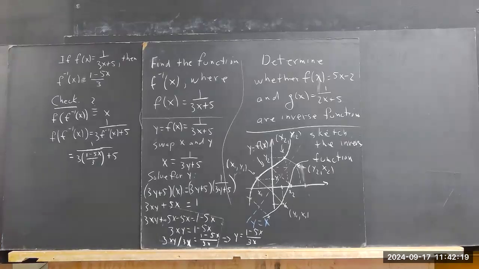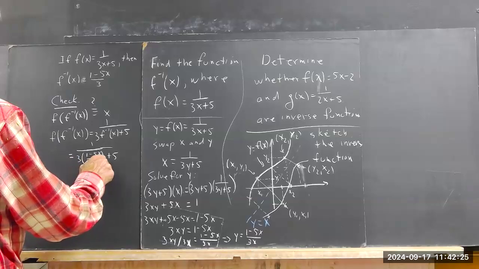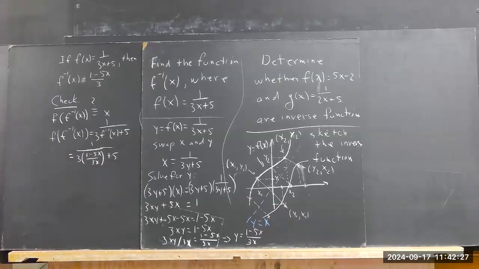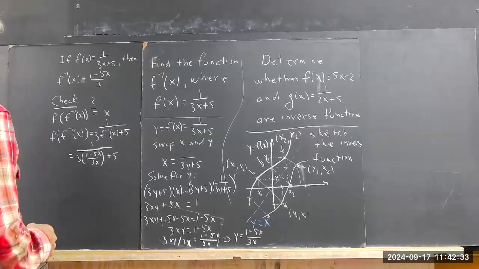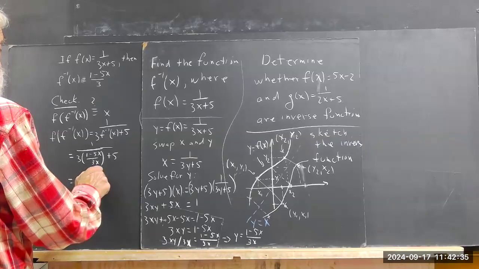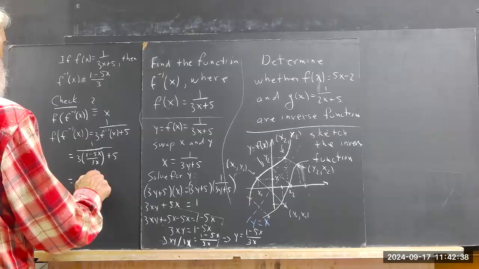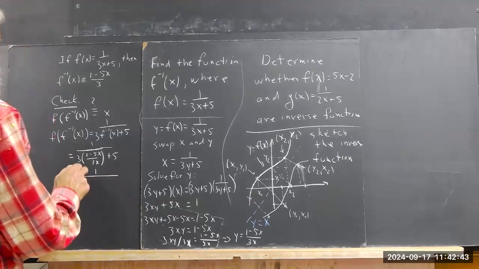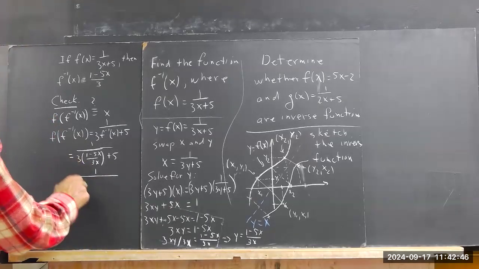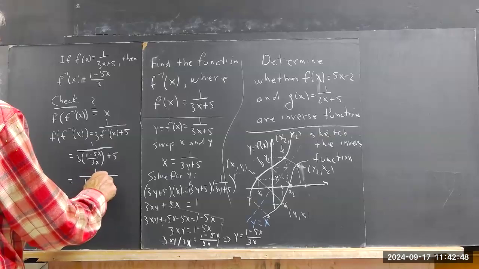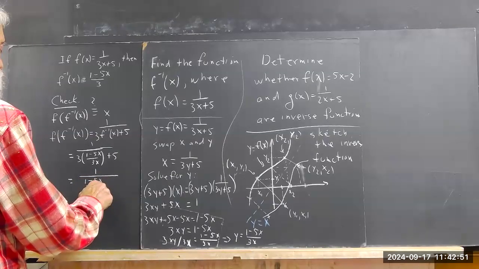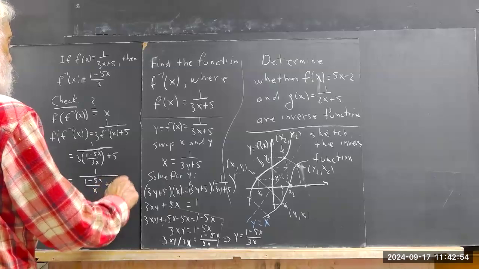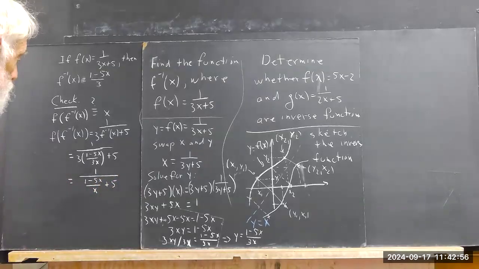And that doesn't look like it's going to work out. Oh, it's not 3, it's 3x. Okay, so that's going to work out. This equals 1 over, this 3 divides this 3, leaving me 1 minus 5x over x plus 5.